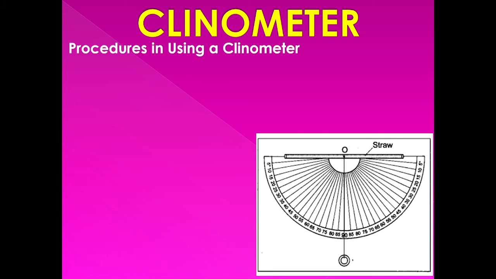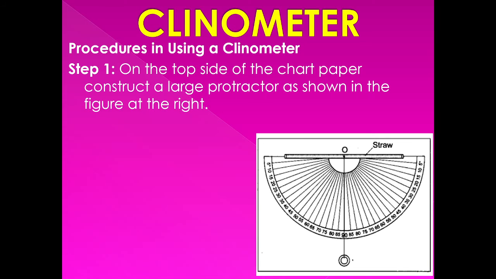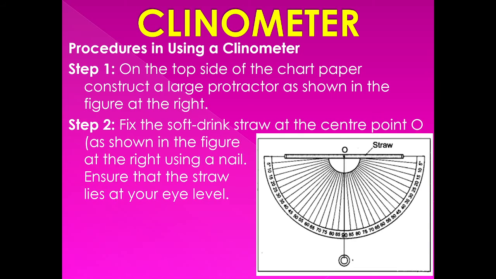So, procedures in using a clinometer. On the top side of the chart paper, construct a large protractor as shown. So, this is your large protractor at the right. Next, fix the soft drink straw, this one over here, at the center point O, as shown in the figure, using a nail. Ensure that the straw lies at your eye level.